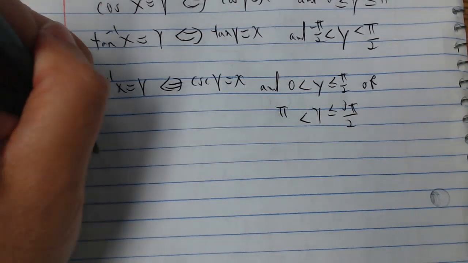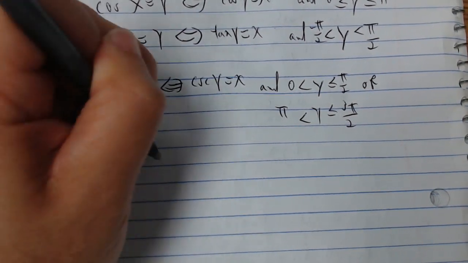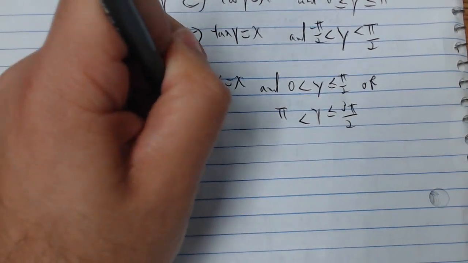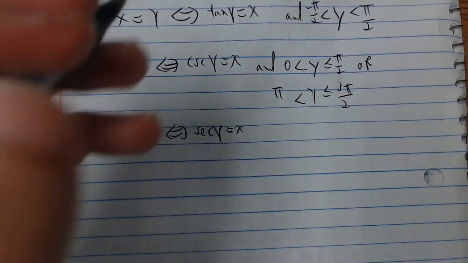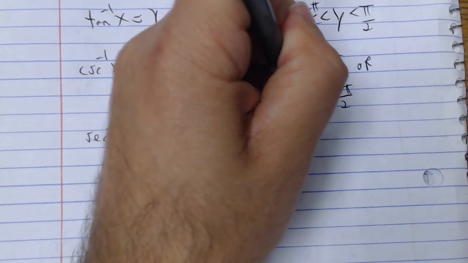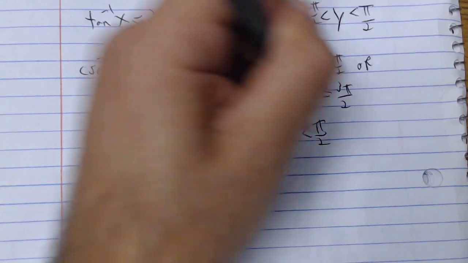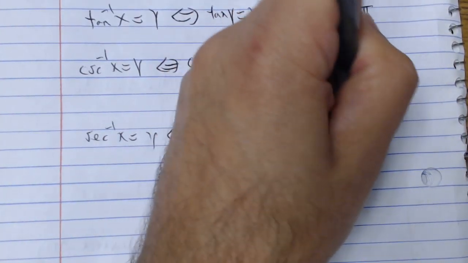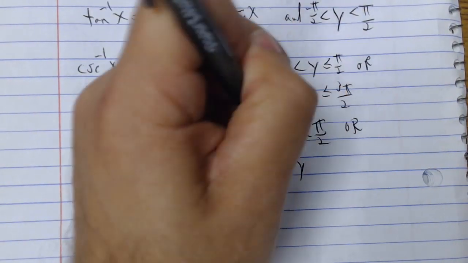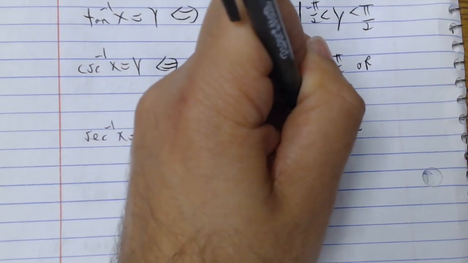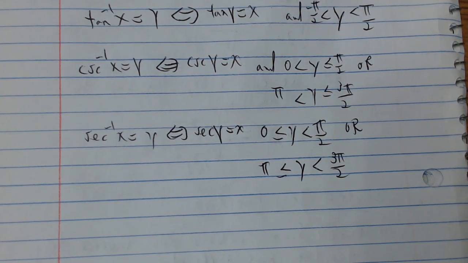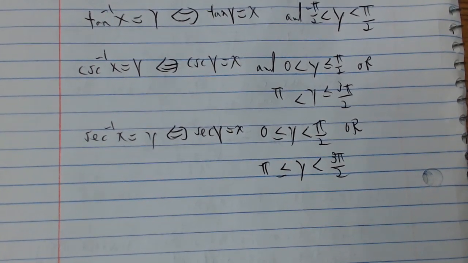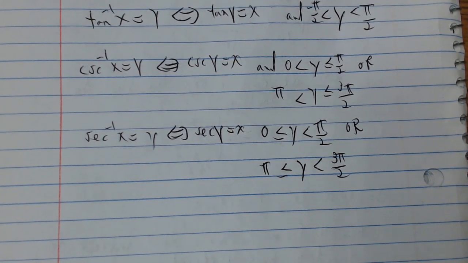And then we have secant inverse of x equals y, which means secant of y equals x. And the restrictions here are y is less than pi over 2 and greater than or equal to 0, or y is greater than or equal to pi and less than 3 pi over 2. Okay, now remember, these restrictions that we have, they're set in a way where it takes on every value of secant. So, and we're making it one-to-one.